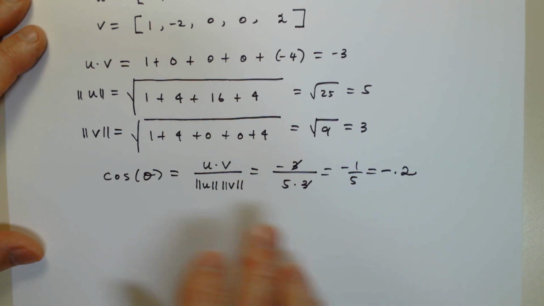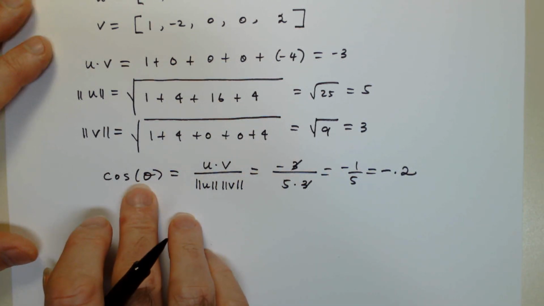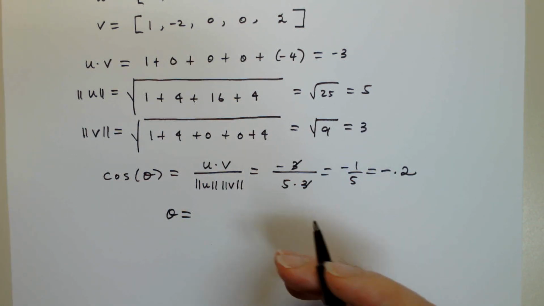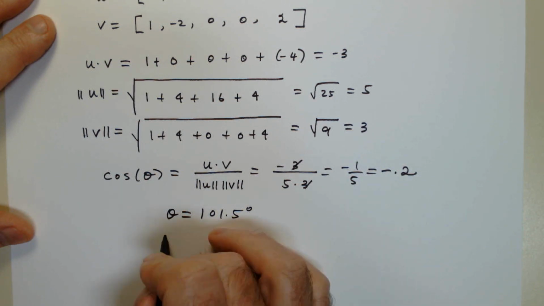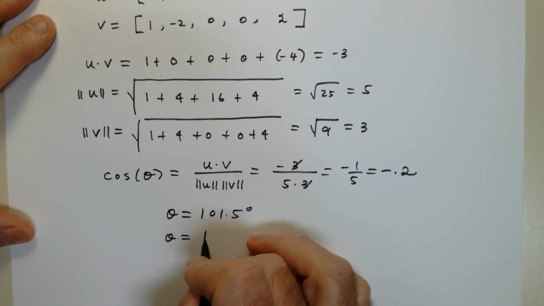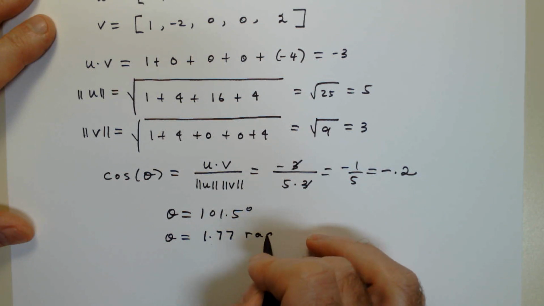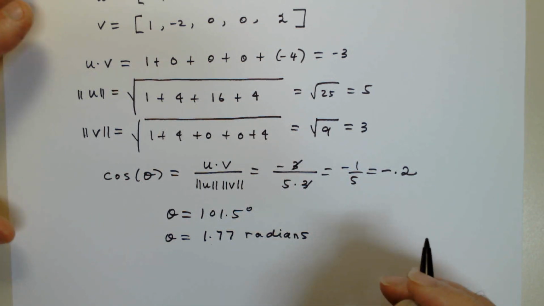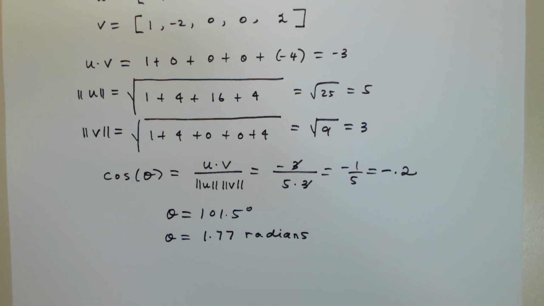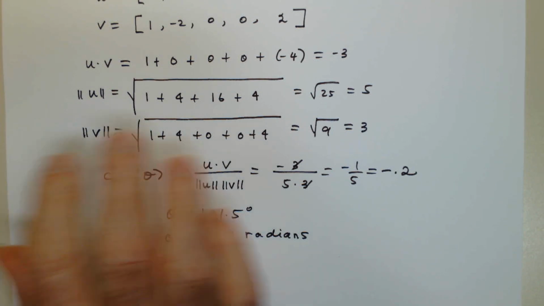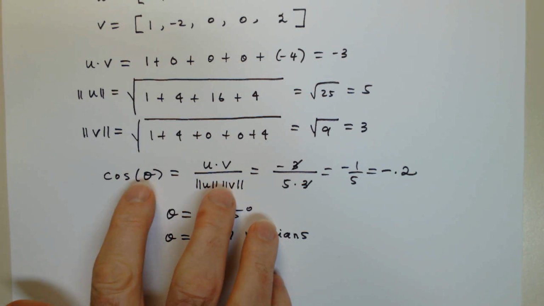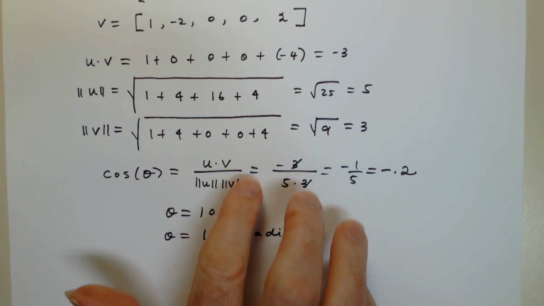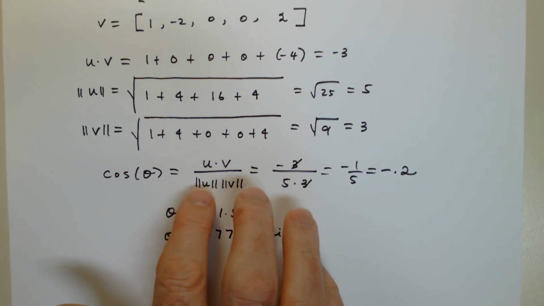So I just plug this into the calculator. I use the inverse cosine function. And theta in degrees comes out to be about 101.5 degrees, or in radians, about 1.77 radians. So whether you wanted to express the answer in degrees or in radians, either way is fine. But this last step, we would just have to use a calculator to help us finish up the problem. The main thing, though, is to understand how the cosine of the angle is related to, in this case, the dot product and the lengths of the vectors.